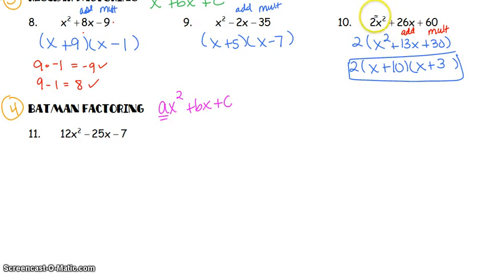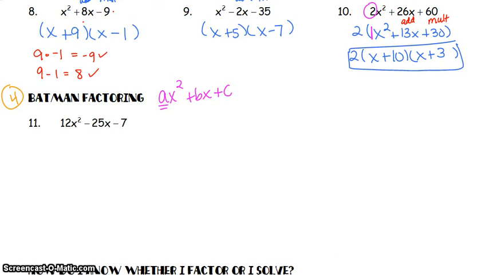Because if we look at number 10, yeah, our a was 2, but we were able to pull it out with a GCF, so that left me with a positive 1 coefficient. Even with a GCF, my first term's still not going to be a 1. If our first term's still not a 1, we've got to use this awesome method of Batman factoring.